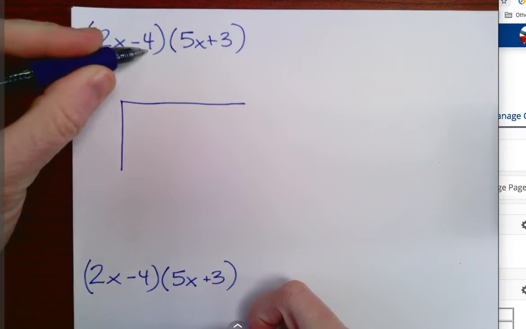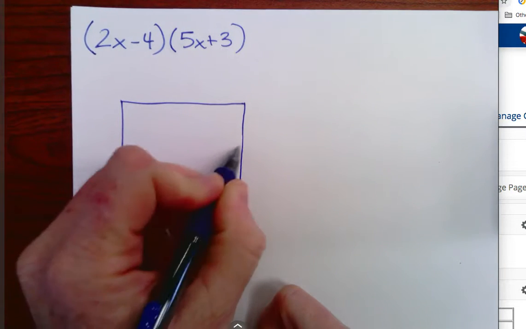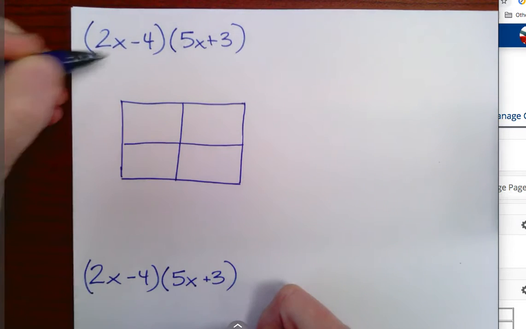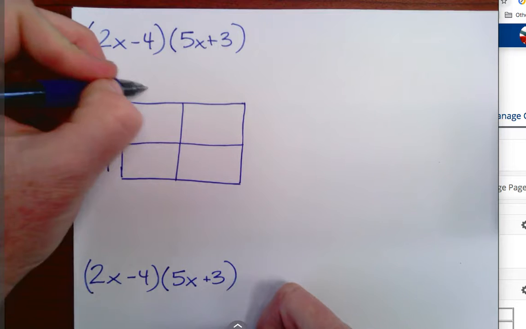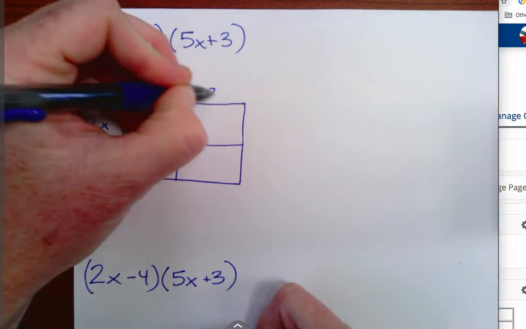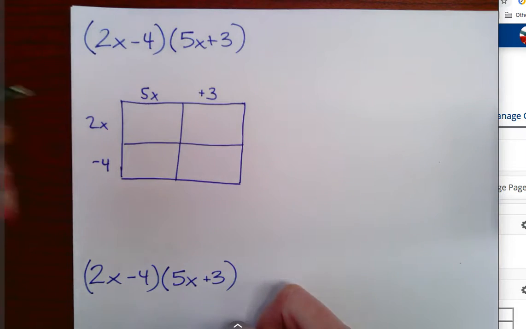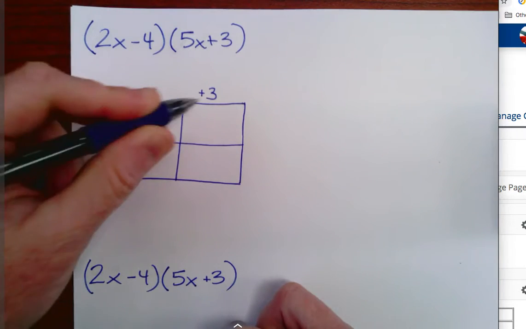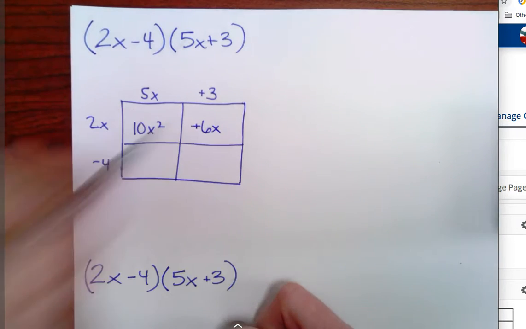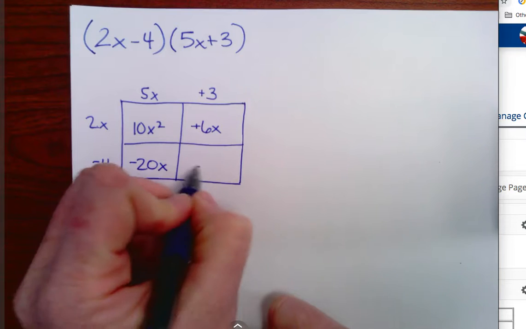So we're going to have a 2-term by 2-term rectangle here. So 2x minus 4, I have a 2x here and a negative 4 here. I've got a 5x and a positive 3. So now we just go ahead and multiply to get the area. 5x times 2x is going to be 10x squared. 2x times a positive 3 is plus 6x. 5x times a negative 4, negative 20x. Negative 4 times positive 3 is a negative 12.